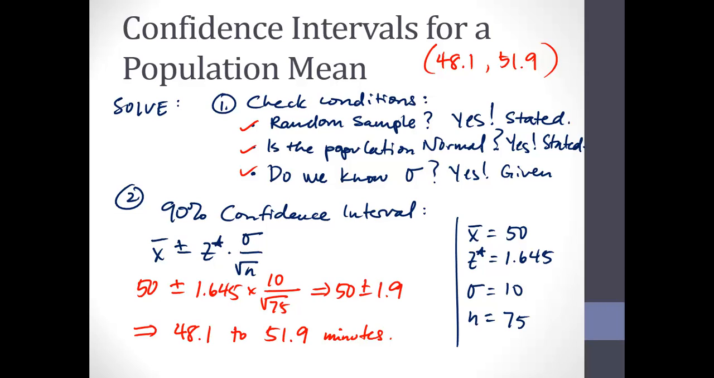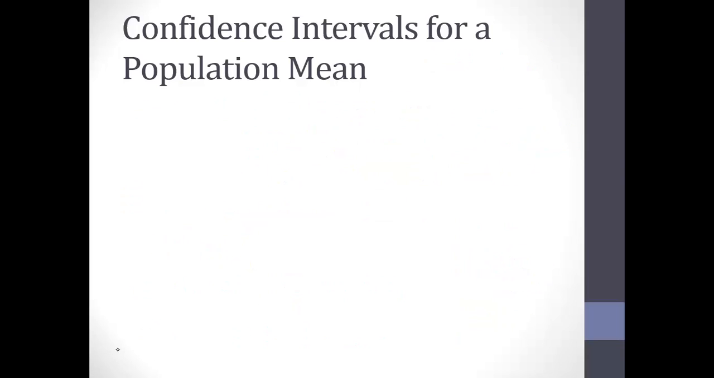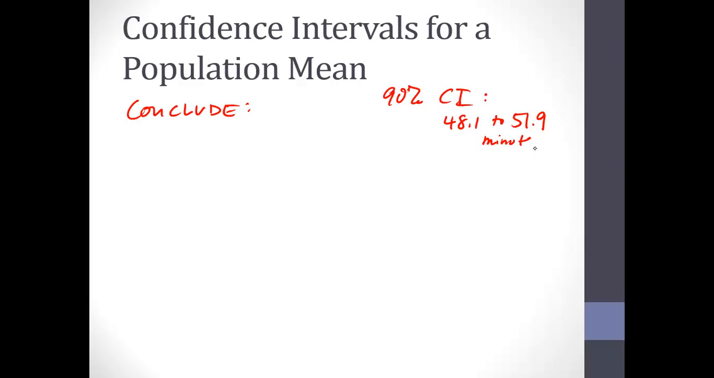Whatever makes sense to you. All right, so again, now I've sort of solved my question, right? I checked my conditions and then actually did the calculations. Final step here is to conclude, or sort of state in context what we got. A question came in, I'll get to that in just a second. So again, our 90% CI was 48.1 to 51.9 minutes. That's what we got from step 3.